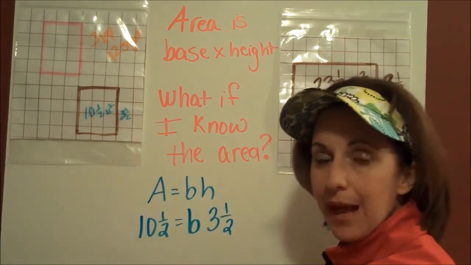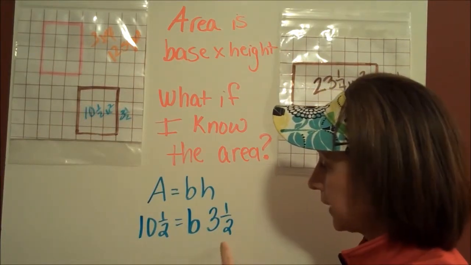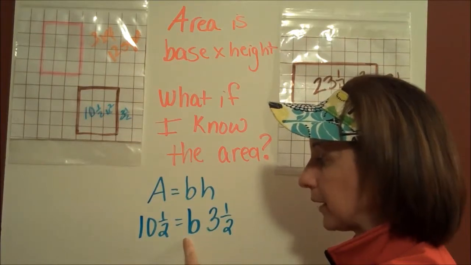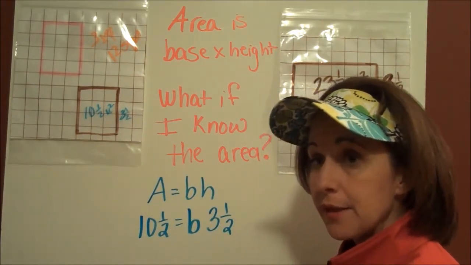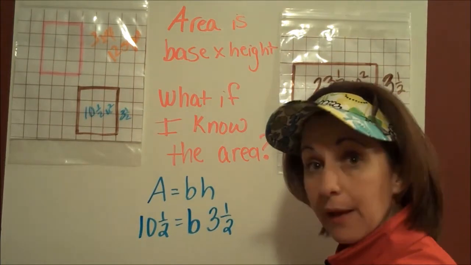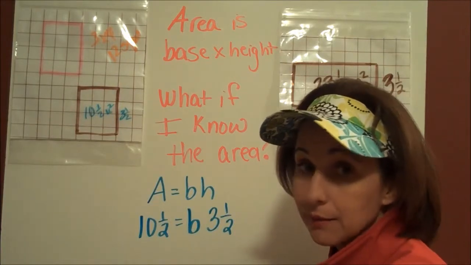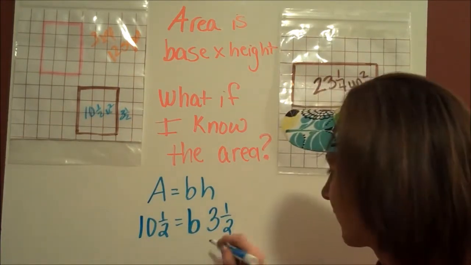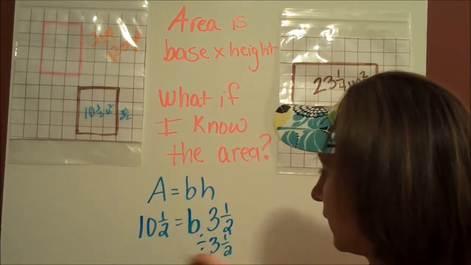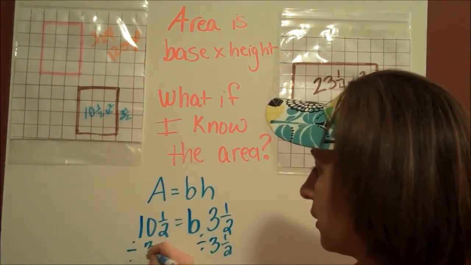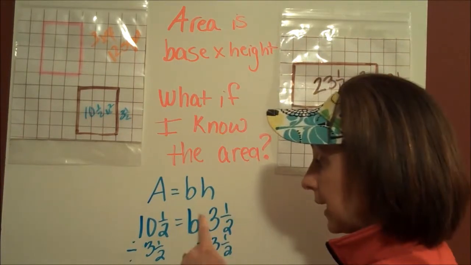And now we have a one-step equation that requires us to multiply. This says 3 and a half times something equals 10 and a half. And we remember from when we had whole numbers that if we're multiplying, we have to do the inverse operation. The inverse operation of multiplication is division. So we are going to divide by 3 and a half. Doing the same operation on both sides is the rule in algebra land to isolate the variable.